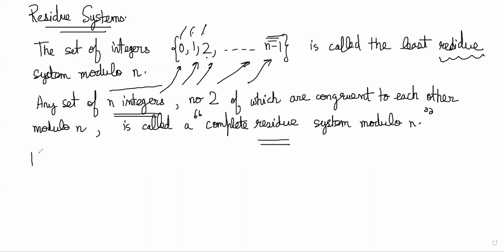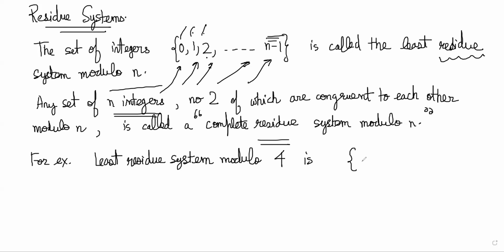Okay, so let's look at some examples here. The least residue system modulo 4 is basically 0, 1, 2, 3, this set. These are the least possible remainders and all the unique remainders that you get when you divide any number by 4, right? Now, there are other ways to write this. We can say 13, 14, 15, 16.